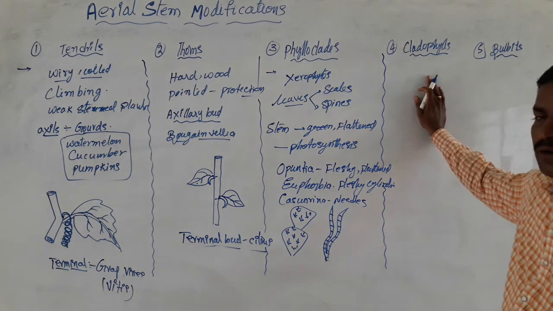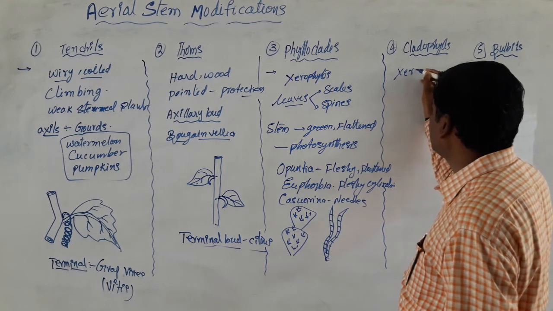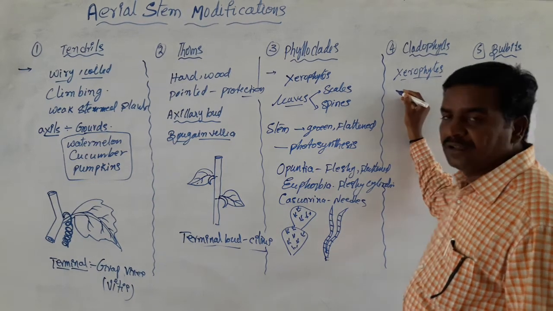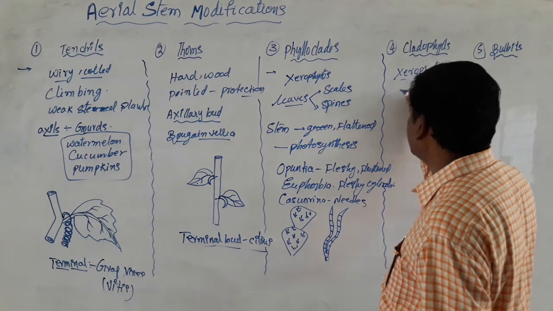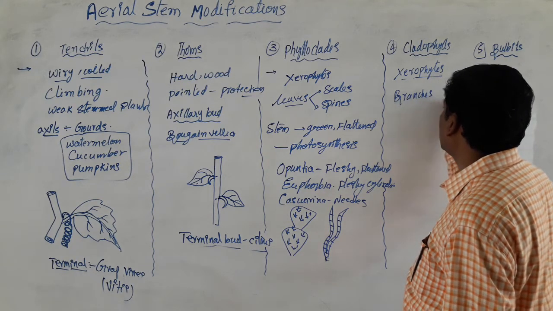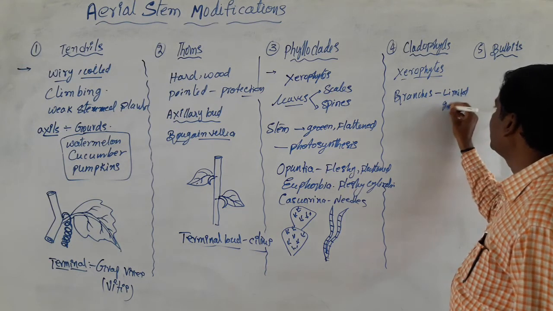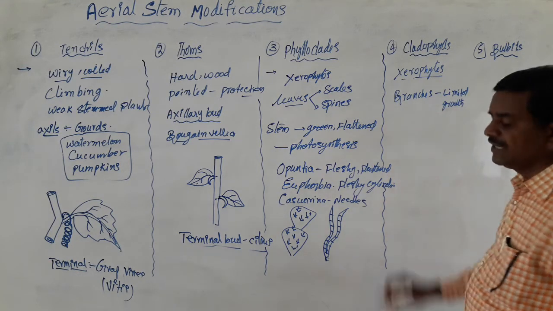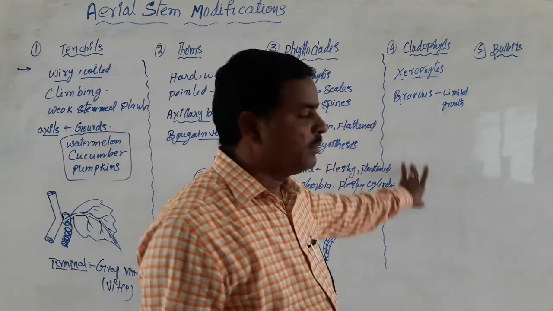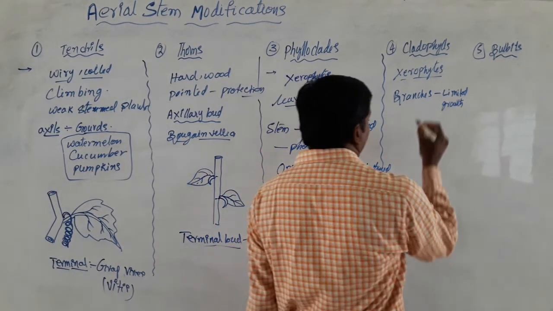Now coming to cladodes. Generally, these cladodes are also present in xerophytes. Cladodes are single internodal branches with limited growth that maintain photosynthesis. They are considered as cladodes or cladophylls.